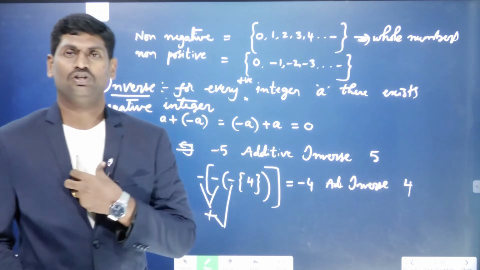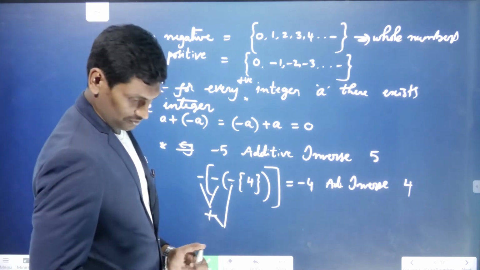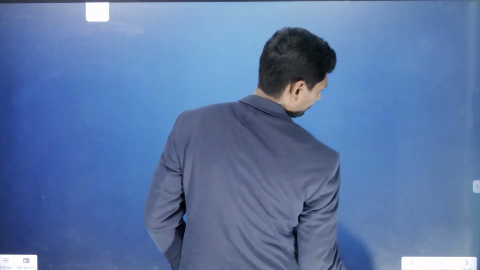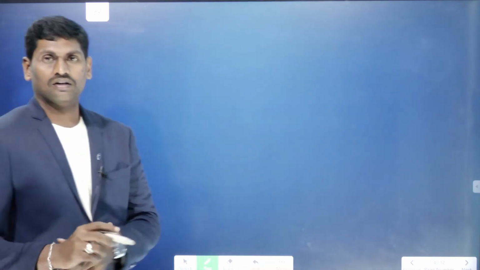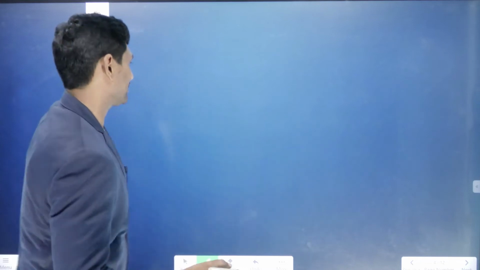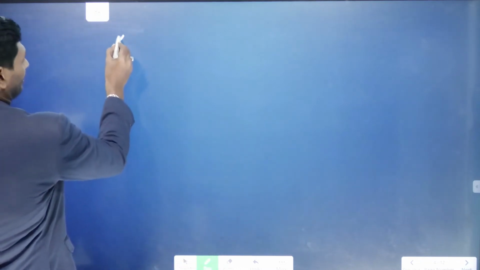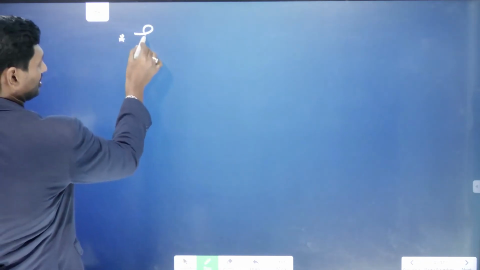Okay, now? Next. So, three properties we learned: additive identity, multiplicative identity, additive inverse. For any integer, the additive identity is always 0 and the multiplicative identity is 1. Okay? Next. And you know even numbers and odd numbers.